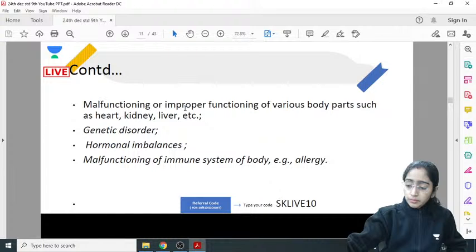Malfunctioning or improper functioning of various body parts. Genetic disorders that we inherit from the parents, and the disease can also get transmitted to the next generation. Hormonal imbalances, malfunctioning of the immune system, the one that protects the body from different diseases. The immune system is basically the defense system of the body, so when it is not able to function properly, obviously the body will be prone or susceptible to different diseases. Clear? Malfunctioning means improper functioning, Amit. Not proper functioning, meaning whatever the function is, it is not able to carry out its normal function.